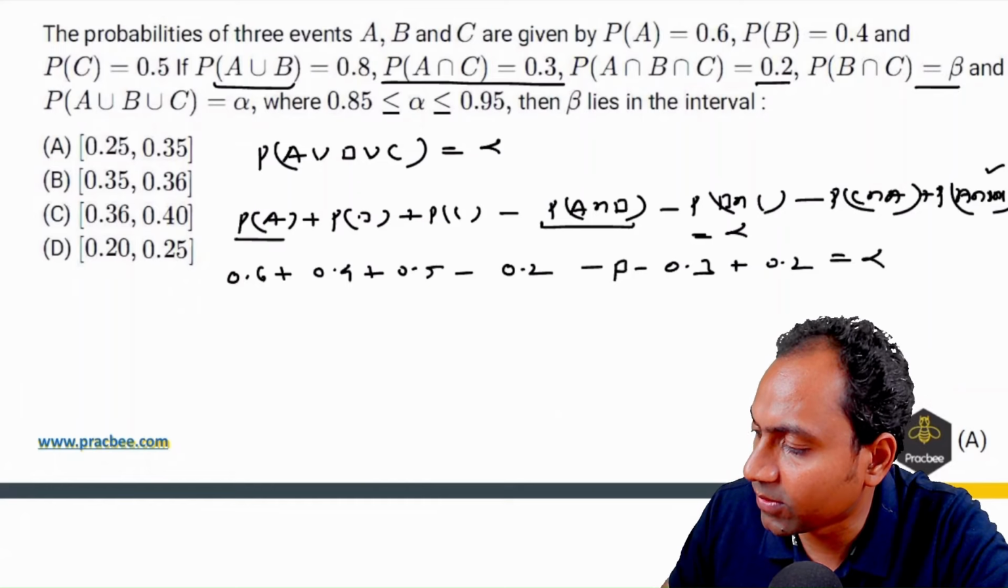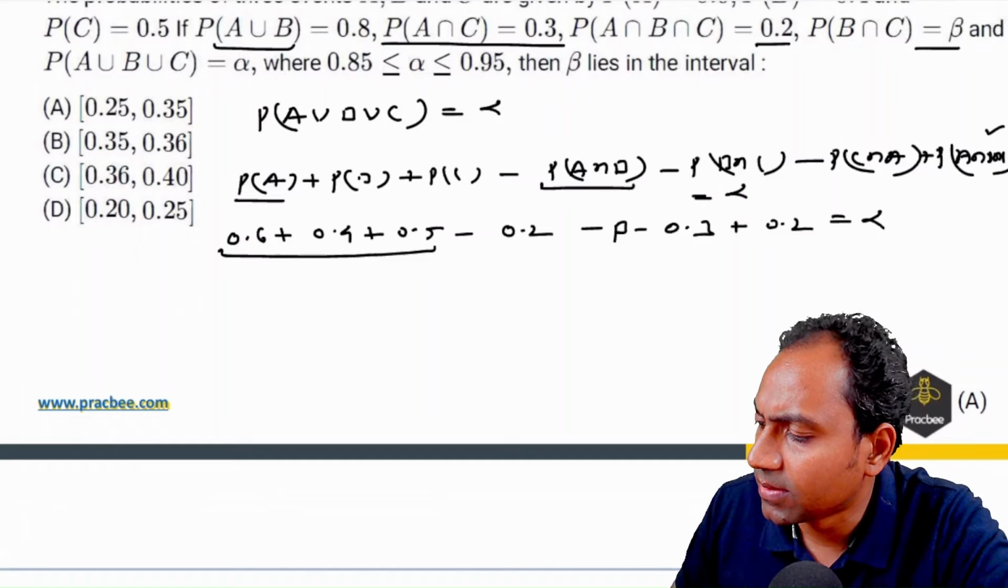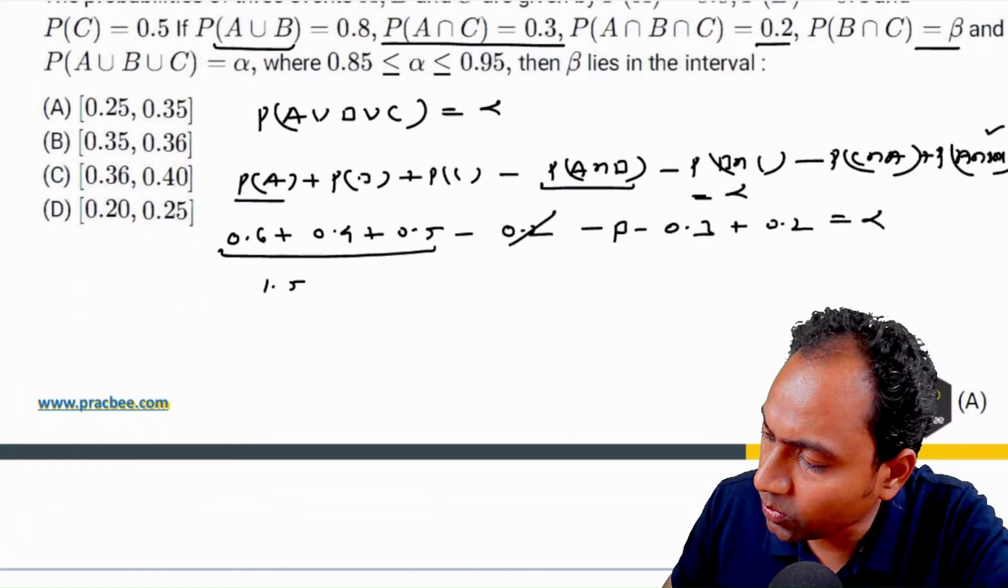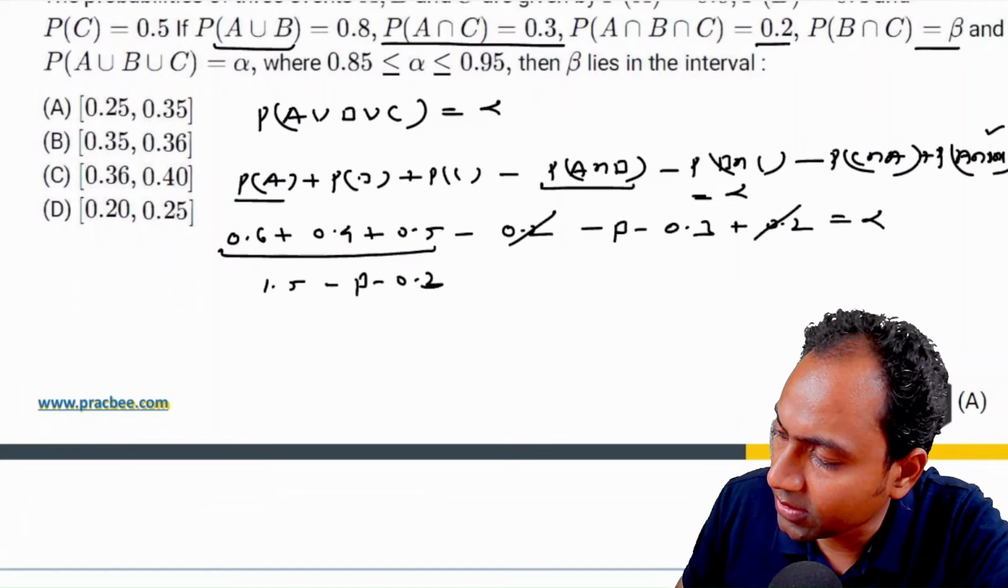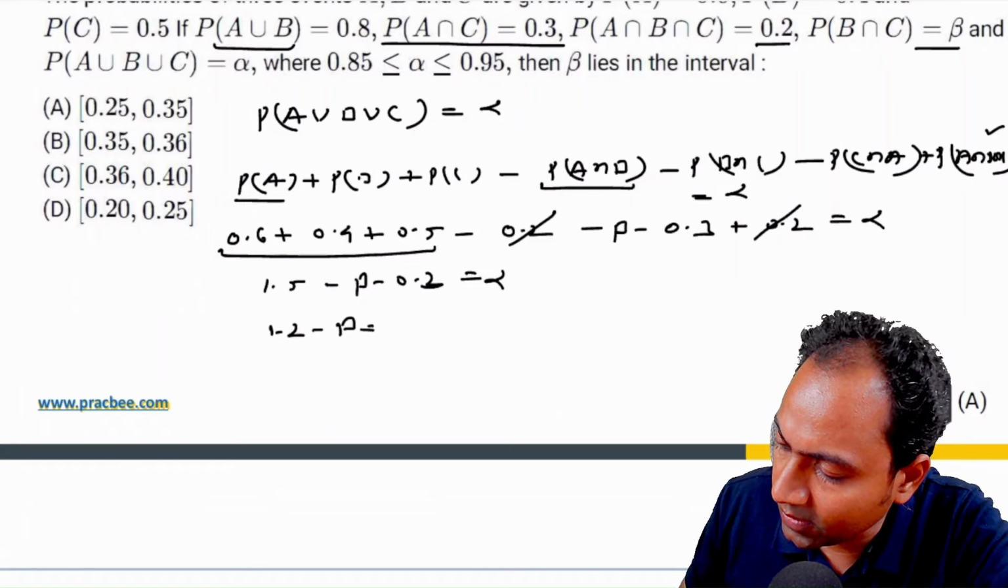This is nothing but equal to alpha. And if I simplify this, what we are getting from here is nothing but 1.5. This 0.2 and 0.2 will get cancelled out. Minus beta minus 0.3 is equal to alpha. So 1.2 minus beta will be equal to alpha.